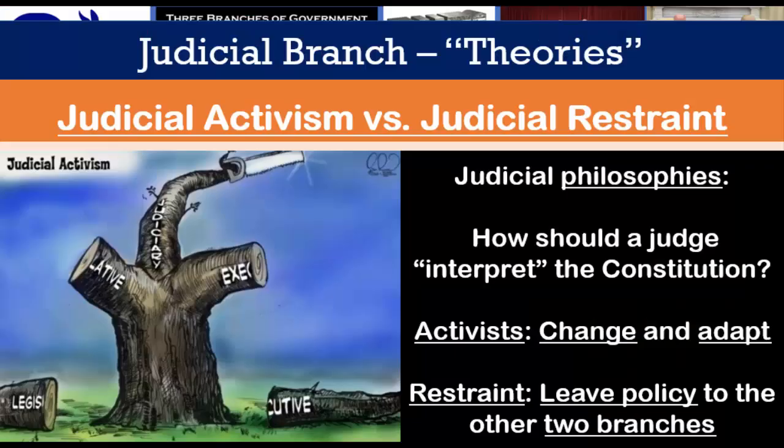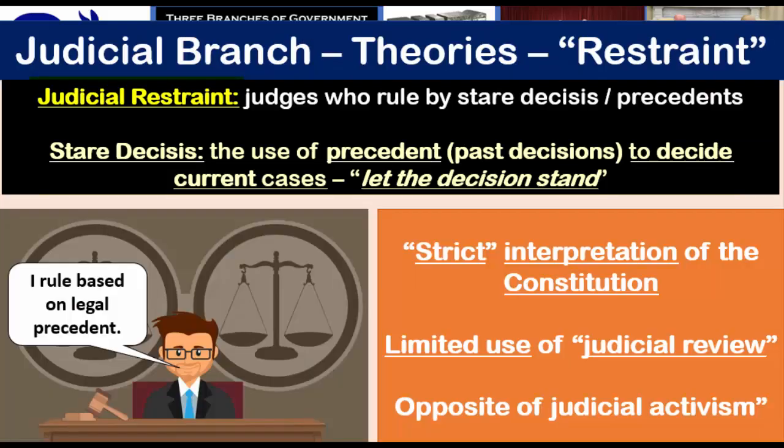Now, we discussed the two theories about the role of judges. Judicial activism is one in which judges view their role as arbiters of the Constitution, frequently using judicial review to impact policy and overturn laws. And the opposite philosophy, judicial restraint, proposes that judges should leave policy making to elected branches. Judicial restraint has that Latin phrase stare decisis, or let the decision stand, associated with it, that judges should rely on precedent or previous court rulings to guide their current decisions.